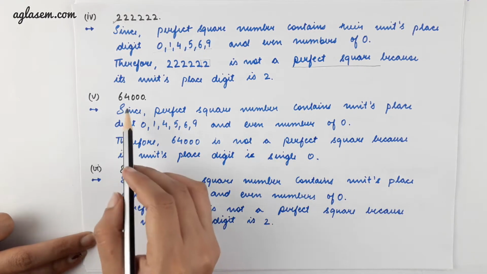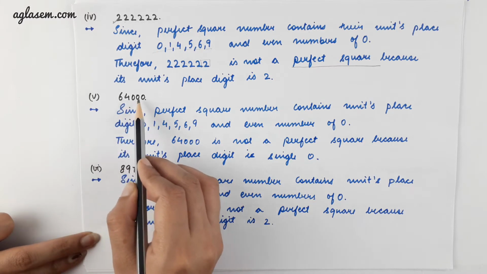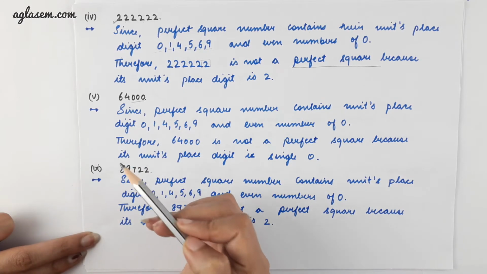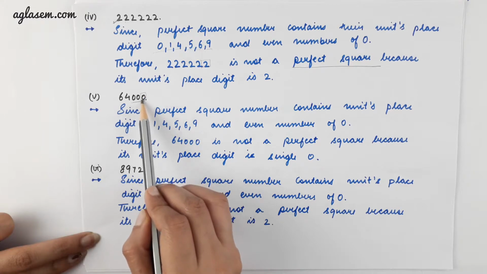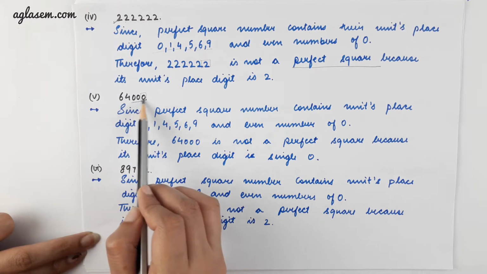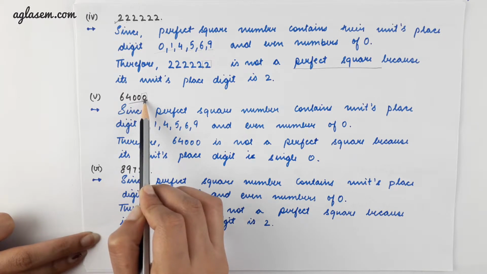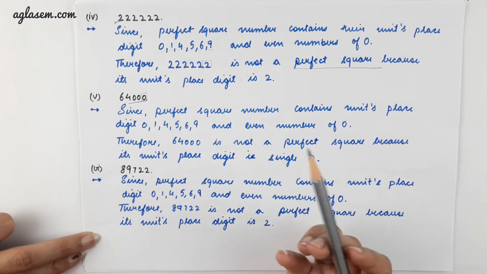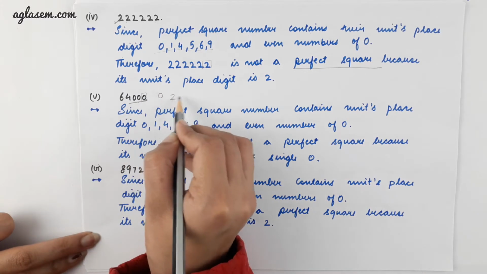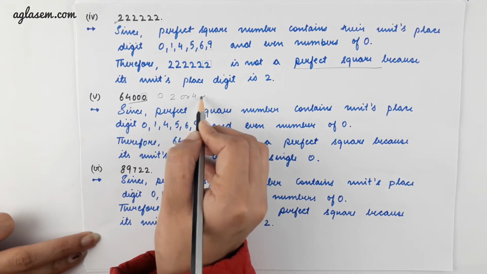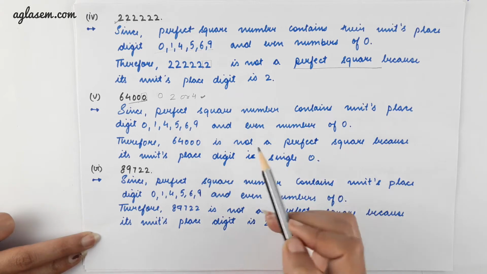Coming to the next part of the question, we have to tell whether 64000 is a perfect square number or not. Here, though the number is ending with 0, can we see the number of zeros is odd. Therefore, this number is also not a perfect square number. The number of zeros would have been 2 or 4. Then we could have said it is a perfect square number.